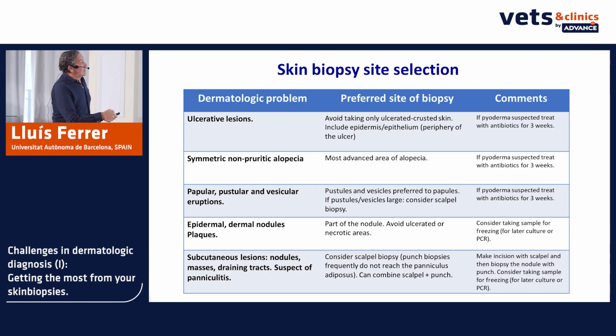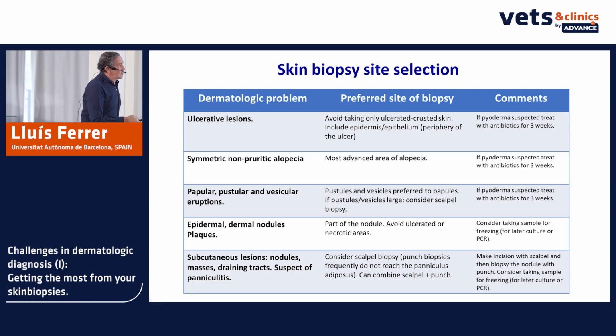We know, for instance, that in ulcers, we are going to avoid taking ulcerated skin. We need epidermis in all cases. The epidermis is where most of the useful information is. So we don't have to pick up an area of ulceration because we are going to waste our time. In symmetric non-pruritic alopecia, for instance, we want the most advanced area of alopecia. And still, many vets select the area of transition between non-alopecic and alopecic skin. That is very difficult for the pathologist to evaluate.